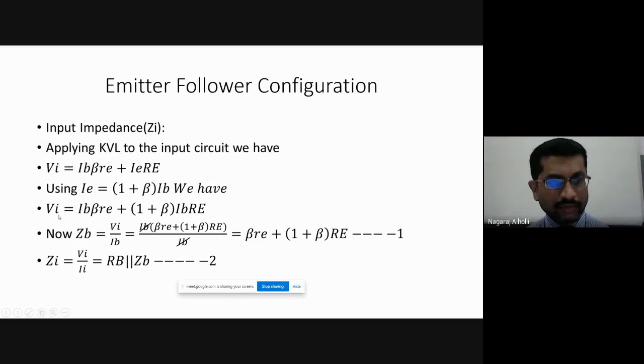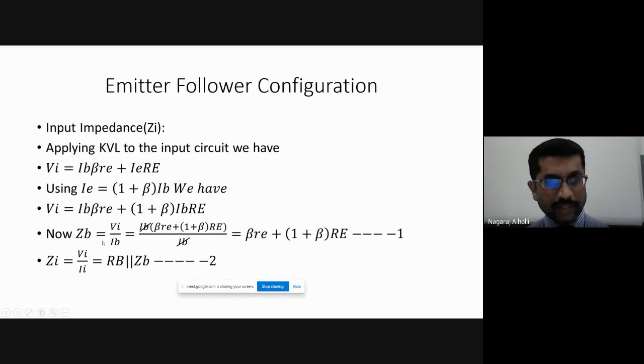We have already derived the formula for Vi. Substitute that, Vi is IB beta RE plus 1 plus beta into capital RE. Take IB common, it will be IB multiplied by beta RE plus 1 plus beta into capital RE, divided by IB. IB and IB will cancel. What remains? Beta RE plus 1 plus beta into capital RE. Take it as equation 1.